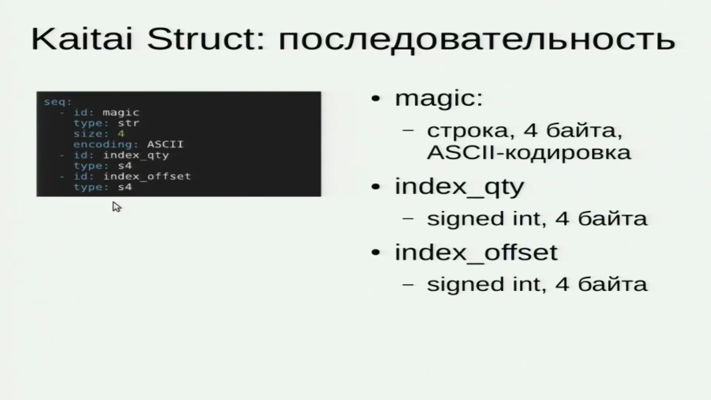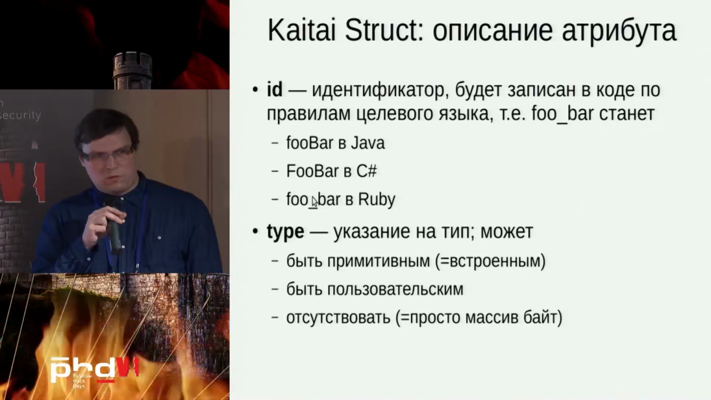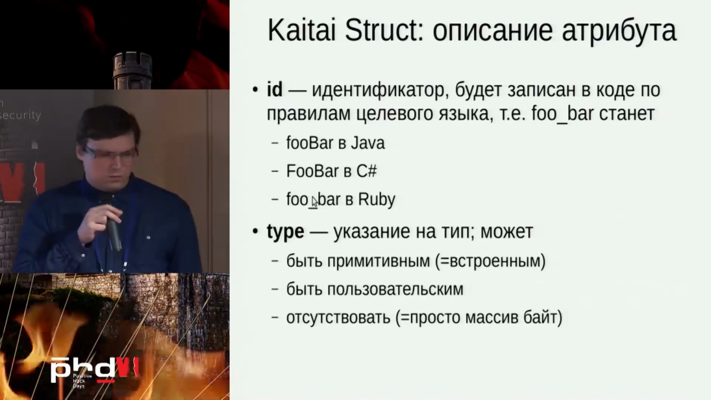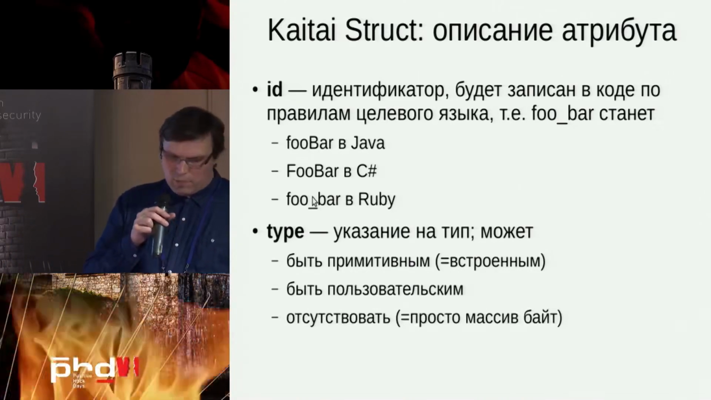Now let's see how the attributes look. There are 4 of them: line, 4 bytes, ASCII coding, magic, index underscore qt, signed integer, 4 bytes, and the same for index offset. We have ID, the identifier that will be written in the code following the rules of the target language so as not to stand out. And examples are shown here of how it's going to be written in Java, C#, and Ruby.